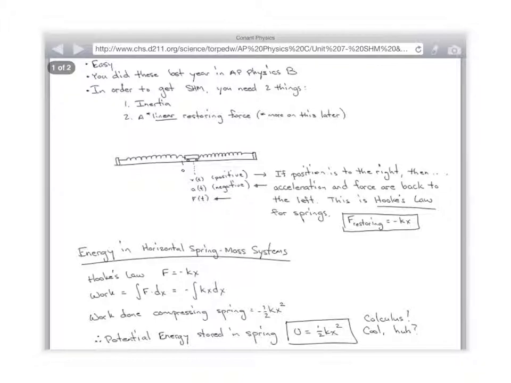So the work done by the restoring force would be negative work, the integral of F dot dx, but F is negative kx. So the integral of kx dx, what's that integral? 1/2 kx squared. Pretty cool, huh? You've done this before. So the potential energy stored in the spring is 1/2 kx squared, straight from the integral.